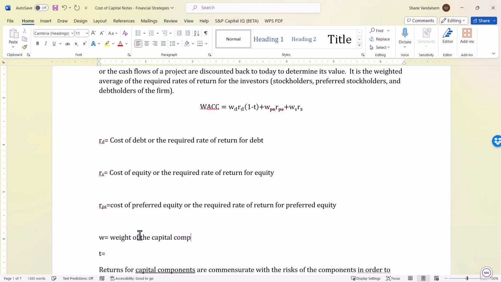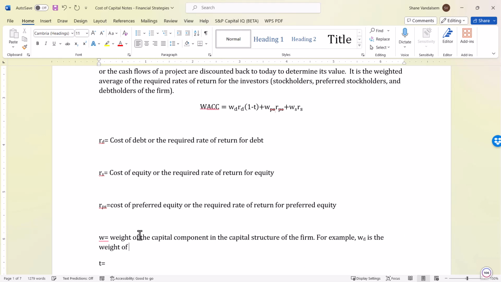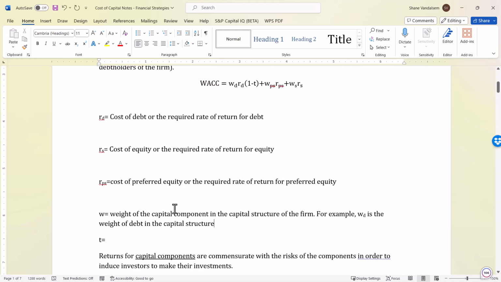The W's are all the weights. The weight of the capital component in the capital structure of the firm. For example, W sub D is the weight of debt in the capital structure, and we'll get into how we calculate that later on. And then T is the corporate tax rate for the firm.